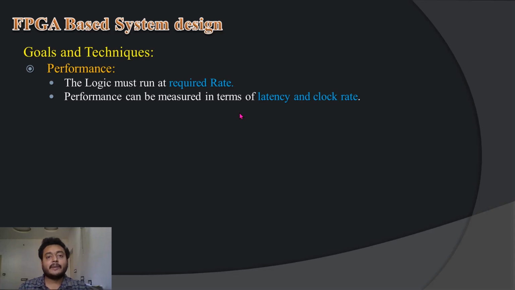7 nanoseconds is a time, and frequency is 1 by t. If you compute 1 by 7 nanoseconds, the answer you get will be your frequency. That is how you find out latency and clock. So you need to take care of performance as one of the goals.